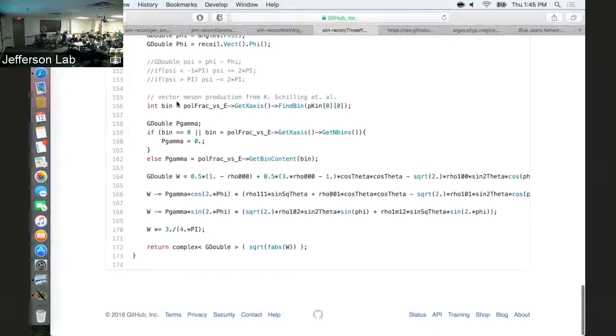Here we say, for this given energy, how much polarization do I have for a photon in that energy bin? And you get that here. Then we calculate that W function that I talked about earlier for that given P gamma, and all of the angles that we got from the input 4 vectors. So this is the thing that's really going to drive the distribution.